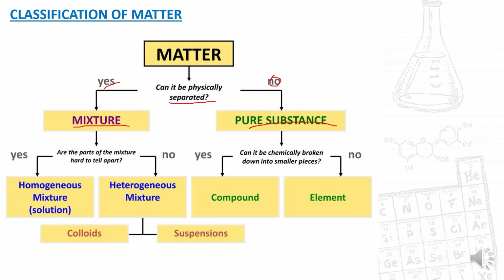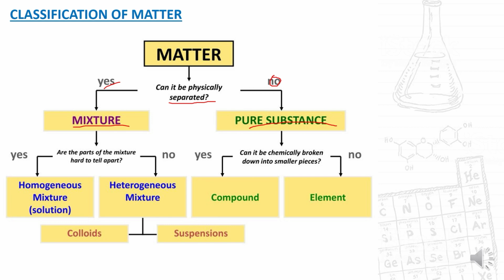So basically, a pure substance is a substance that cannot be physically separated, whereas a mixture is just a physical combination of two or more substances. Therefore, this combination can physically be separated, right?